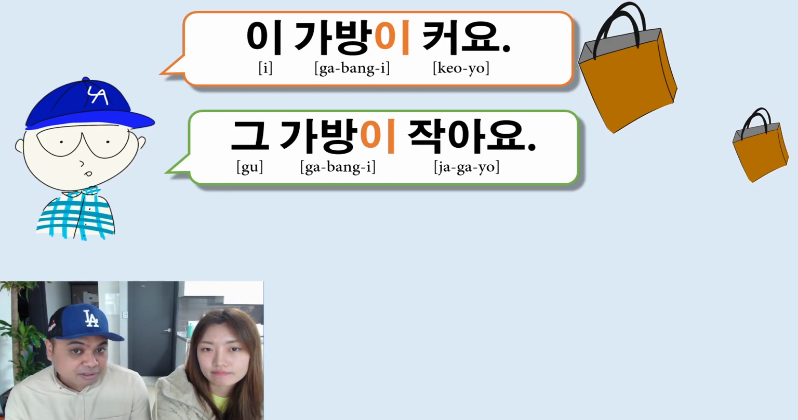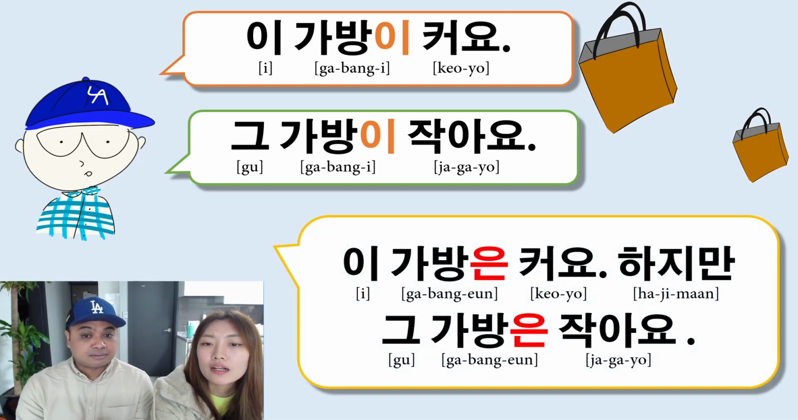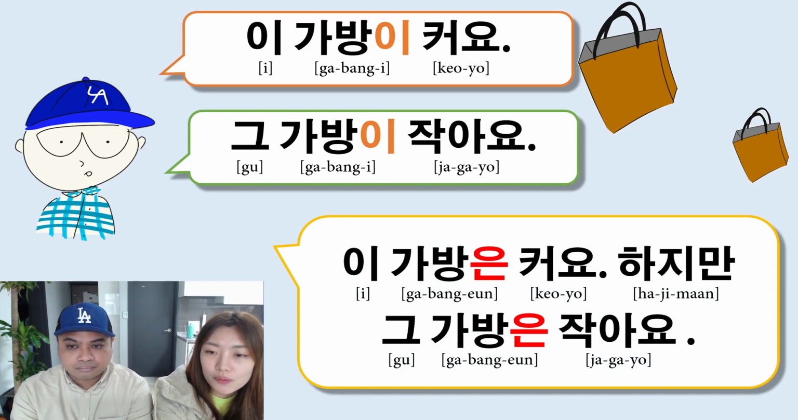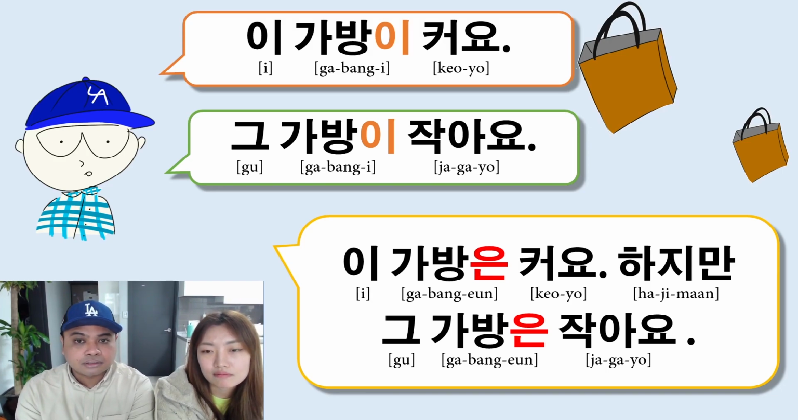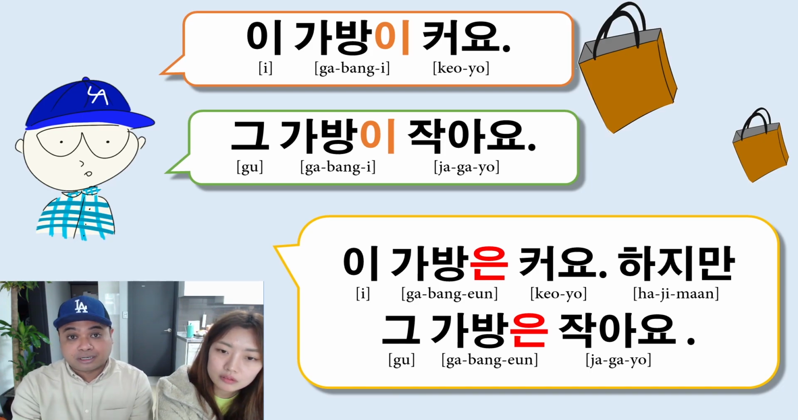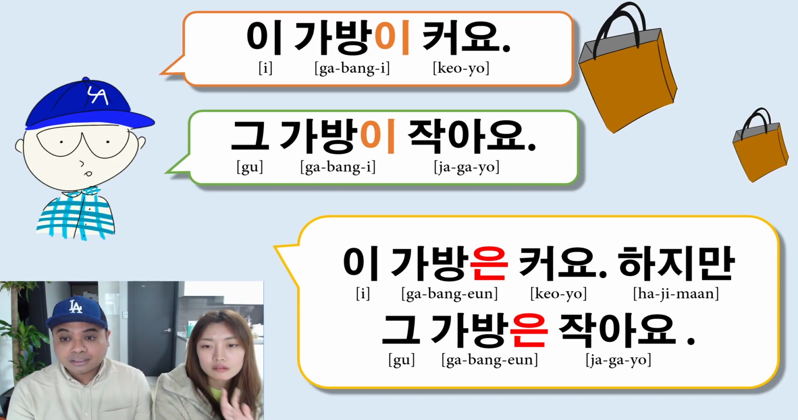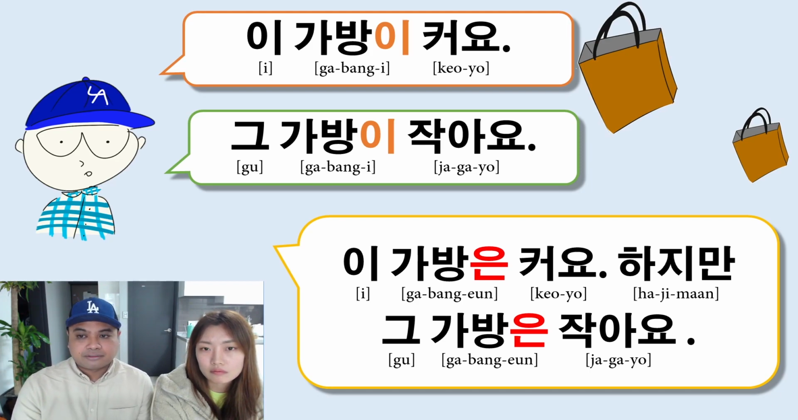But what if you want to compare them? Instead of using 이 or 가, the subject marker, you can use 는. 이 가방은 커요. 하지만 그 가방은 작아요. By using 는, you are comparing the bags instead of just talking about the bags. So your sentences become more complex, like you're getting your idea across easier. What is 하지만? It means "but." 그 가방은 작아요. That bag is small.